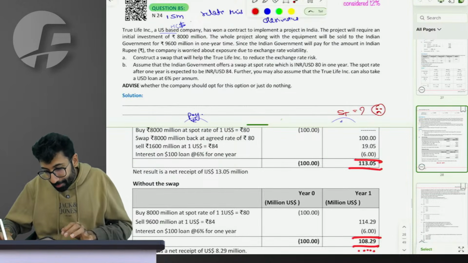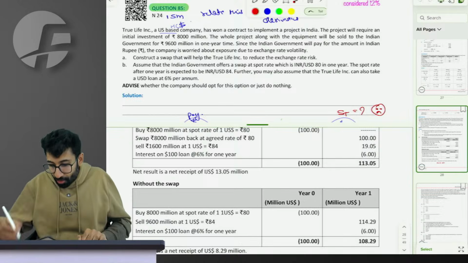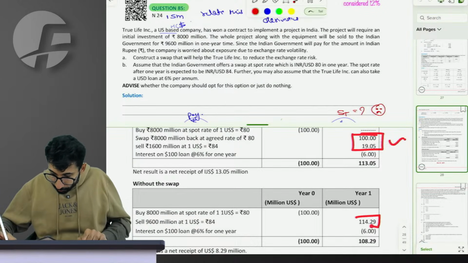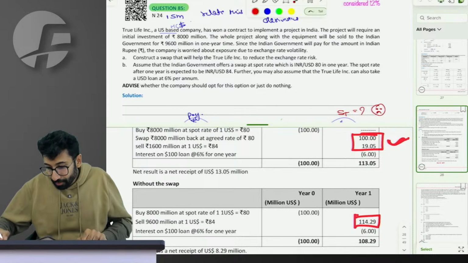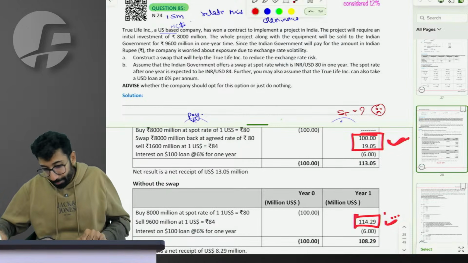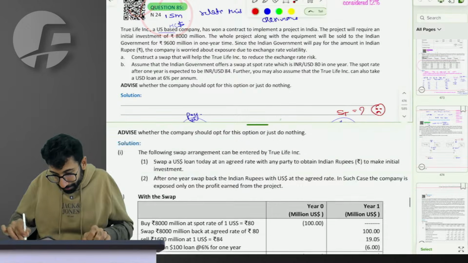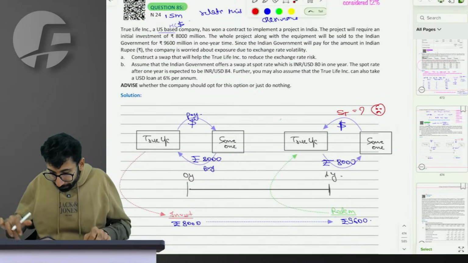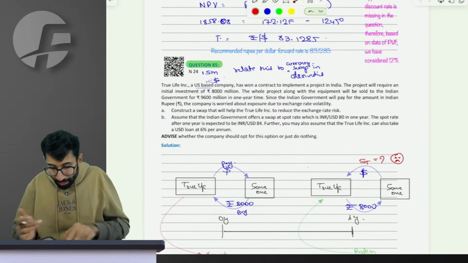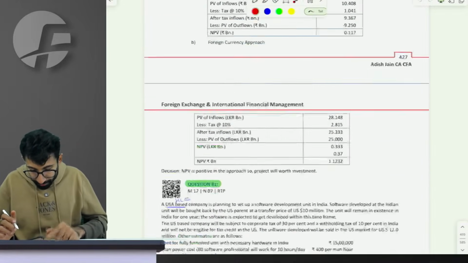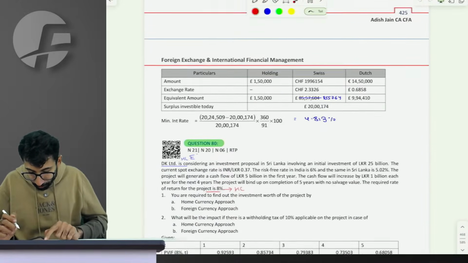So obviously the swap is a better deal because it leads to a higher home currency dollar inflow of 113.05 as compared to 108.29 without the swap. So swap is preferable. Question 85th I explained. Correct? So I hope I am able to explain to you all those things which are needed from exam point of view.